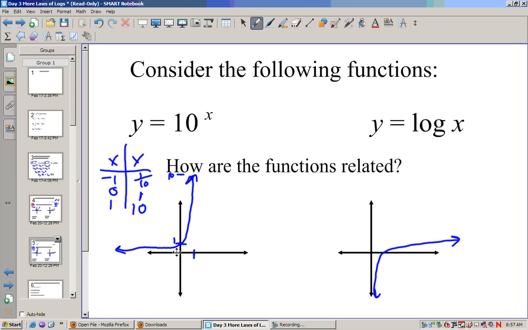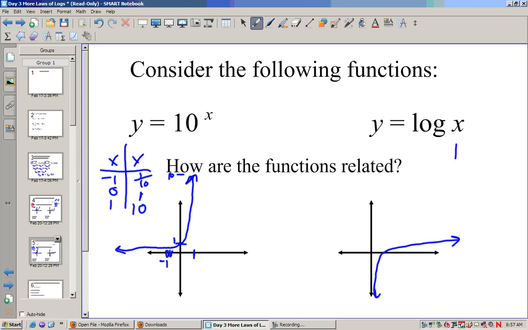Now by the time I get to -1, it's already at 1/10. So this one hugs the axis a little bit more than our previous one. It goes up faster when it's positive. It gets closer and closer to 0 as it gets negative.